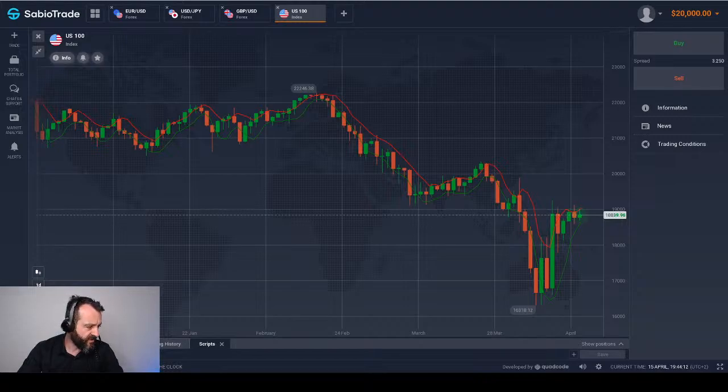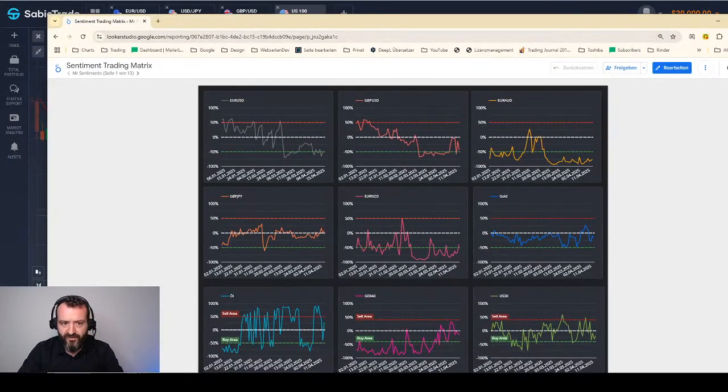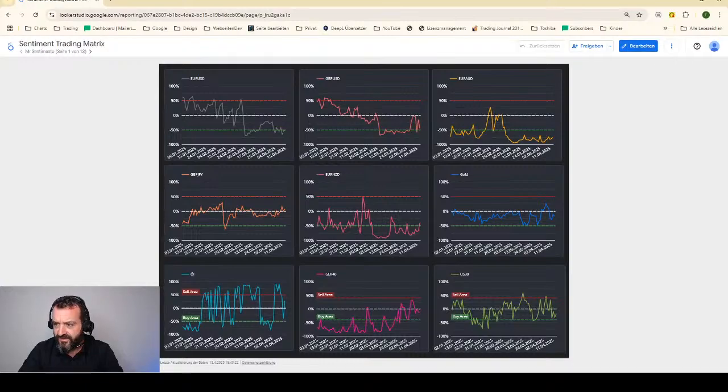But now I have to check. I prepared it extra before. Let me check where it is. Here it is. Okay, so this is the sentiment matrix that we are seeing here.